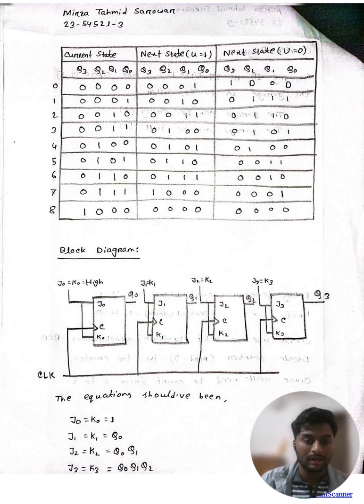And for the block diagram, as usual, we used a JK flip-flop with the common clock connected to the edge, and the high input taken high, then Q0, Q1, Q2, and Q3 as the outputs. The output from Q0 was connected as an input for Q1, then Q1 for Q2, and Q2 for Q3. So this way we designed the block diagram of the counter. Now let's talk about the equations.